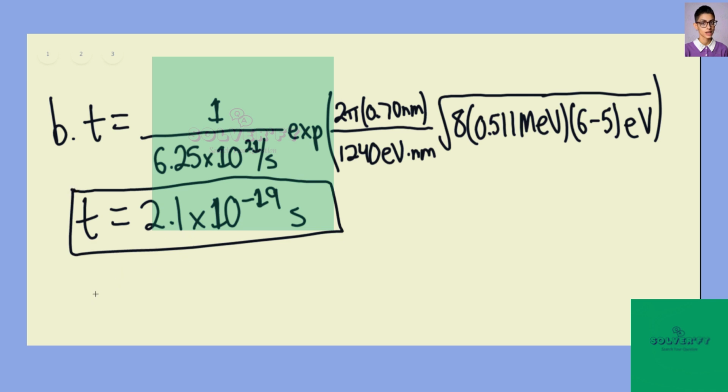As you can see, the only thing that is changing is the mass, because the mass of the electron is much, much less than the mass of the proton, and that's why this waiting time greatly decreases. That is the end of the solution.